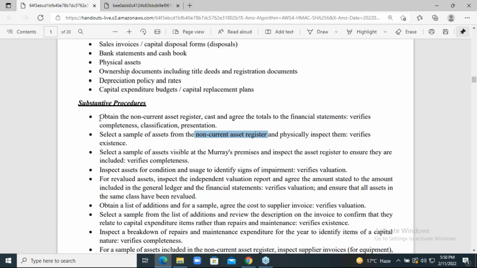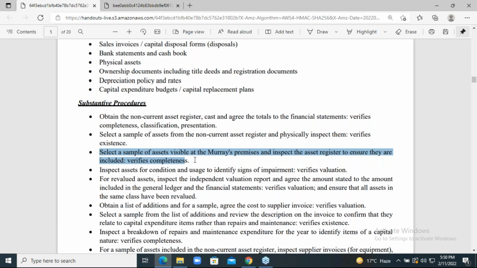Obtain a non-current asset register. You will write this procedure, but you will amend it a little. You will say obtain a donated asset register, and the rest of the procedure will be the same. The copy paste. Then this one, yes, you will apply the same. Nothing changes. Just from non-current asset register, you will write donated asset register.